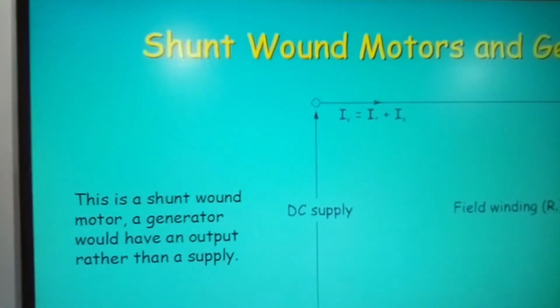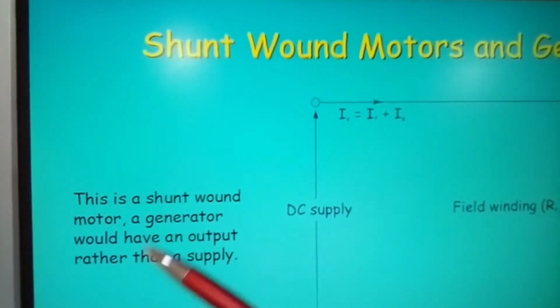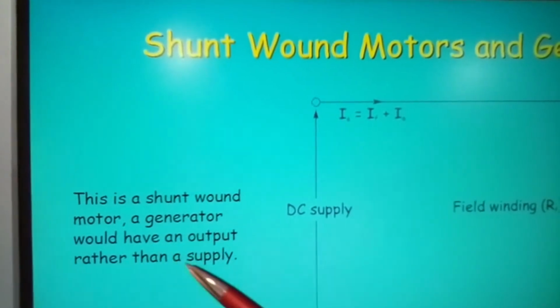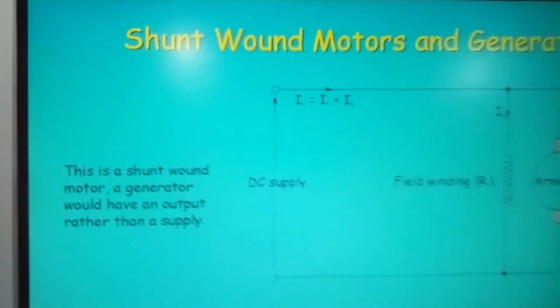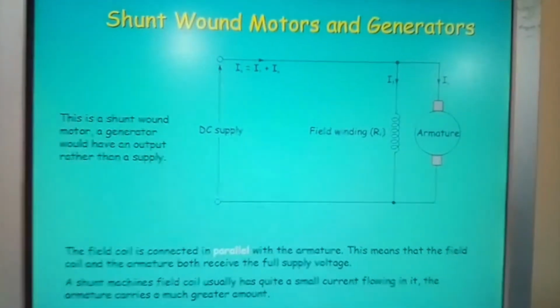Now here we have a shunt wound motor. A generator would have an output rather than a supply. I'll just go back so we can pan this into view.